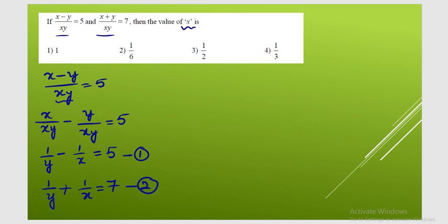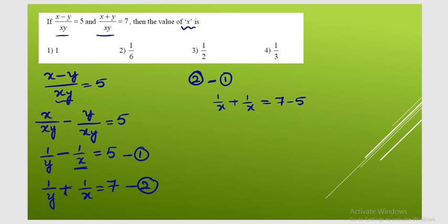Since I need to find the value of x, and I have 1 by x here with the negative sign and here with the positive sign, when I add these two, I don't have x values. So since I need the x value, I can do subtraction, 2 minus 1. If I do subtraction, 1 by y minus 1 by y gets cancelled. So 1 by x minus of minus is 1 by x again, equal to 7 minus 5.